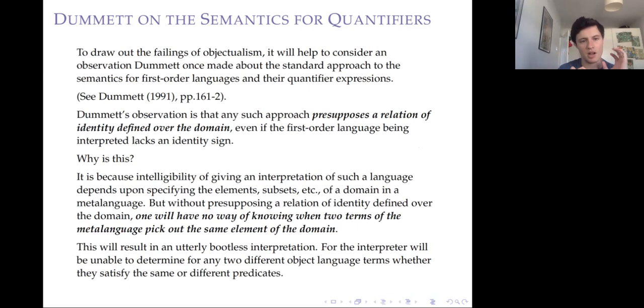Just to set the stage, I'm going to present something very useful for this, which Dummett makes mention of in his 1991 paper, referenced here. Dummett observed something about the standard semantic approach to standard semantics for first order languages and their quantifier expressions, which is that in any case where we're providing such a semantics, we must presuppose a relation of identity defined over the domain. And this holds even in cases where the language lacks an identity sign. Why is this? Well, in order to give an interpretation for such a language, we have to specify elements of the domain. We have to talk about relationships between aspects of the domain, so subset relations and so forth, in a meta-language. And unless we presuppose a relation of identity defined over that domain, we'll have no way of knowing whether the two terms in the meta-language pick out the same element. And so we just won't be able to tell whether the sentence in question is true or false. So it will be a useless interpretation. And by extension, we won't be able to define semantic consequence for that language.